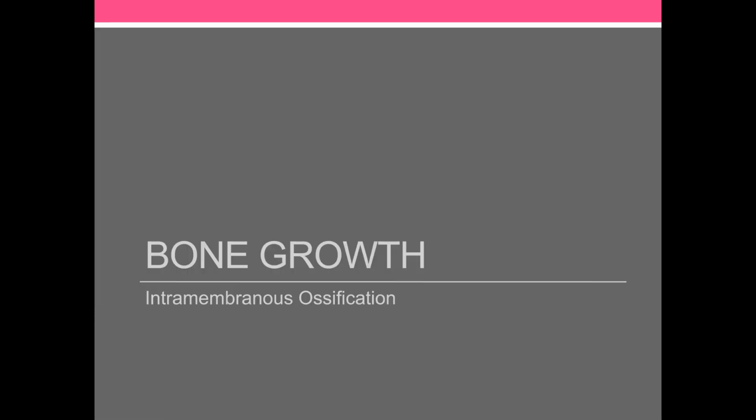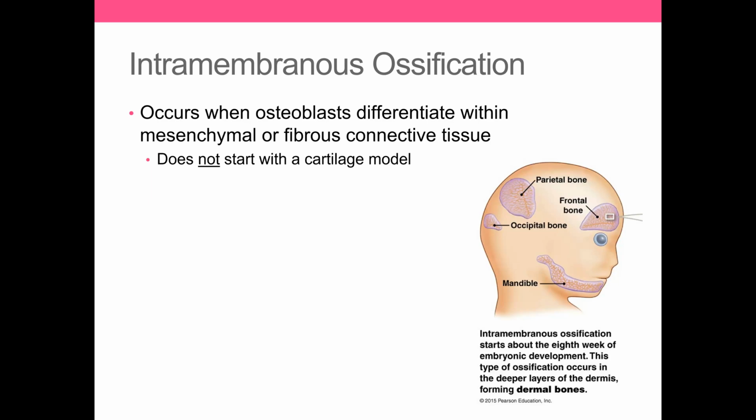In this section, we'll cover the other type of bone growth, which is intramembranous ossification. So this occurs when the osteoblasts differentiate within mesenchymal or fibrous connective tissue. And mesenchymal connective tissue is a type of embryonic connective tissue that's found during development. And so this does happen around the 8th week of embryonic development.